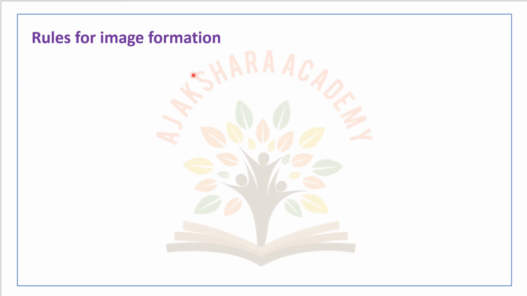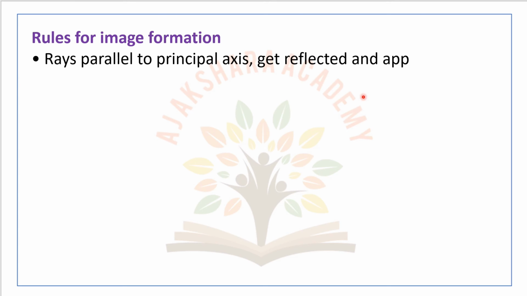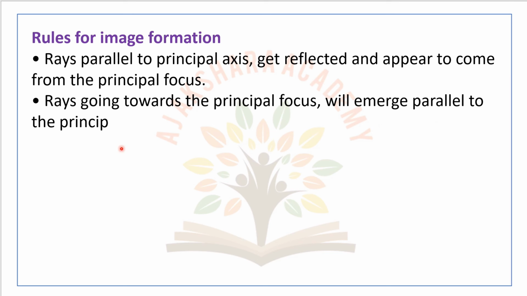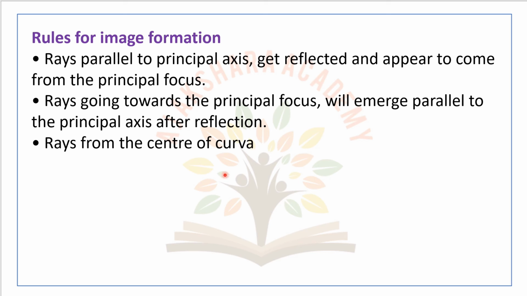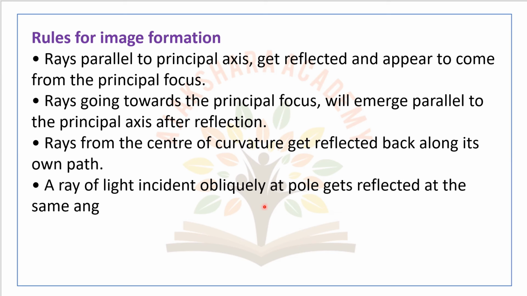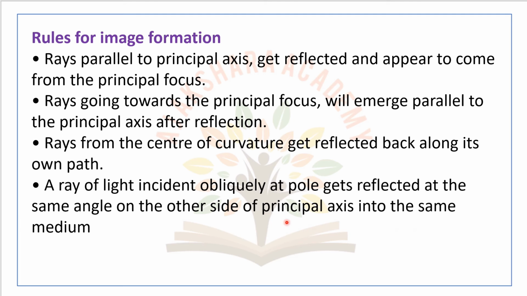rules for image formation. Rays parallel to the principal axis get reflected and appear to come from the principal focus. The rays going towards the principal focus will emerge parallel to the principal axis after reflection. The rays from the center of curvature get reflected back along their own path. A ray of light incident obliquely at the pole gets reflected at the same angle on the other side of the principal axis into the same medium.